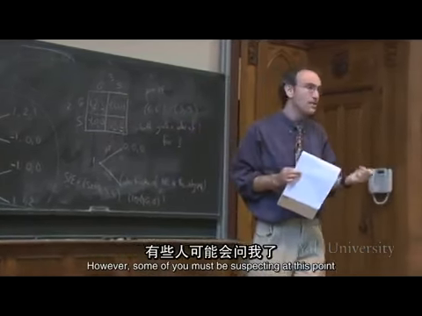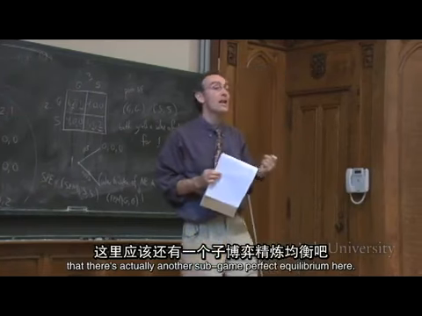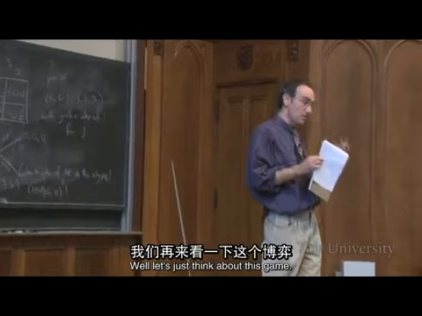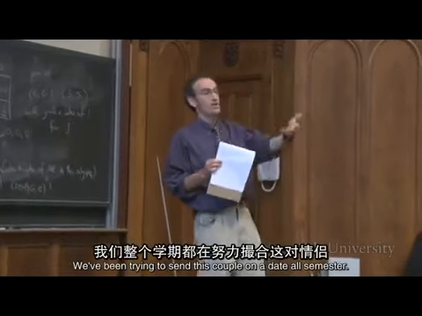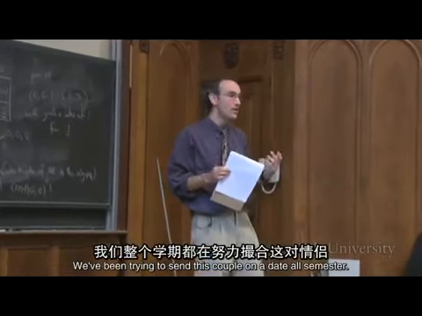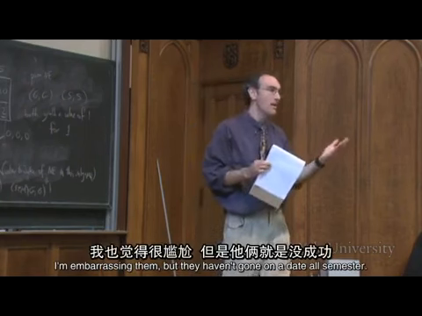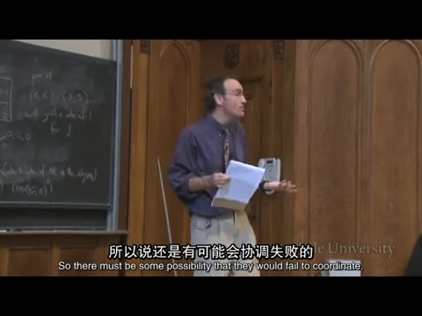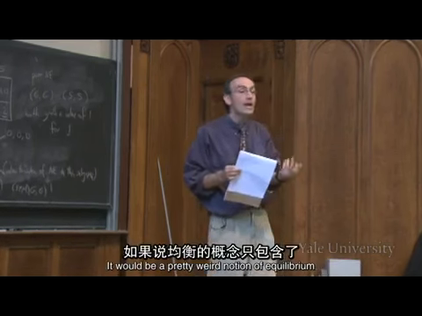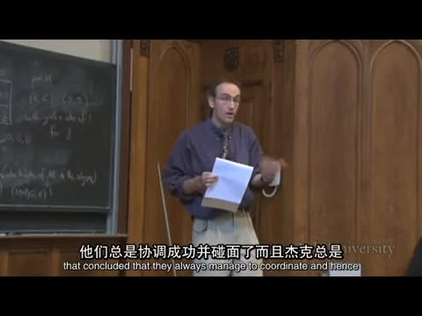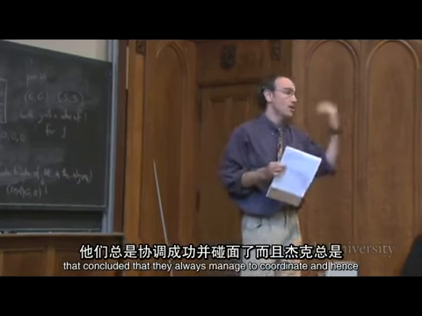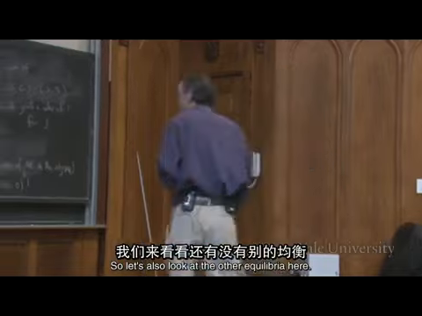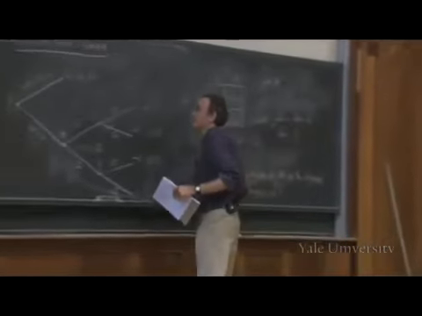However, some of you must be suspecting at this point that there's actually another subgame perfect equilibrium here. Right, how do we know that? What does think about this game? I mean, we've been trying to send this couple on a date all semester. They haven't gone on a date all semester. I'm embarrassing them now, but they haven't gone on a date all semester. So there must be some possibility that they would fail to coordinate. And it would be a pretty weird notion of equilibrium that concluded that they always managed to coordinate, and hence Jake always wants to send them. Is that right? So let's also look at the other equilibria here.